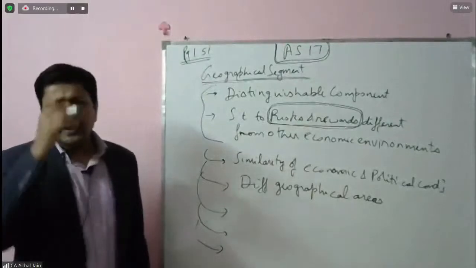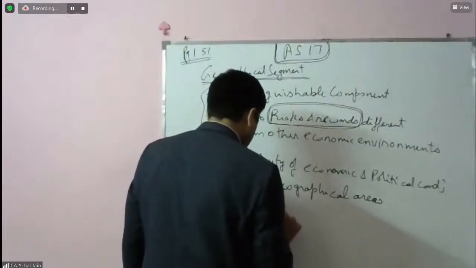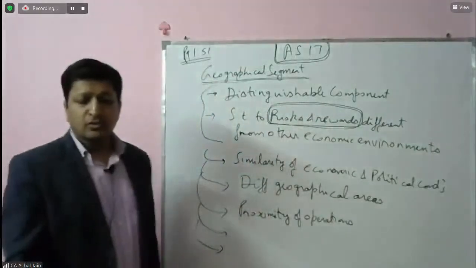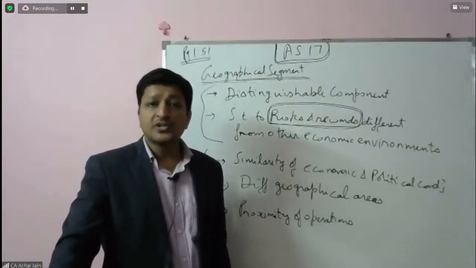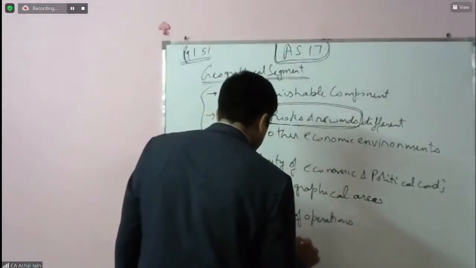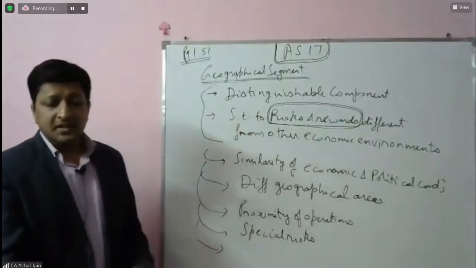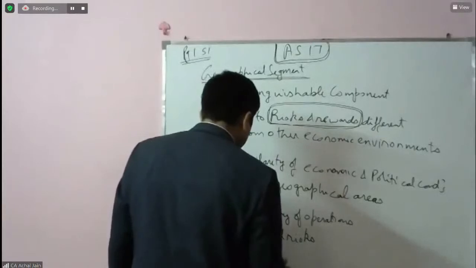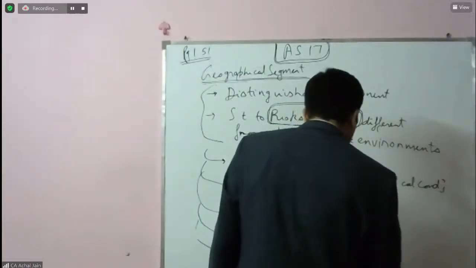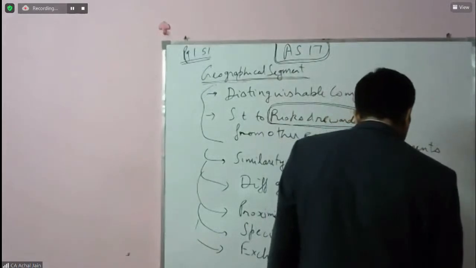Third, proximity of operations. Fourth, special risks associated with operations in a particular area. Fifth, exchange control regulations and any currency risks if there are. Exchange control regulations, currency risks, if there are any.